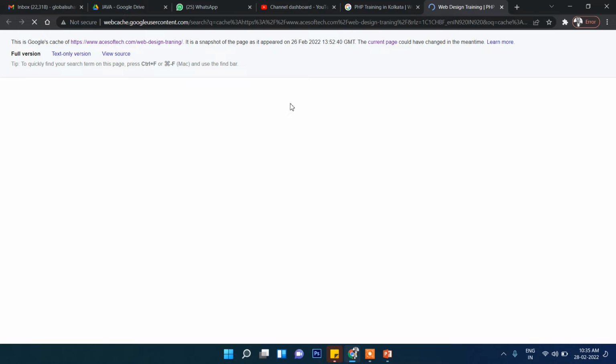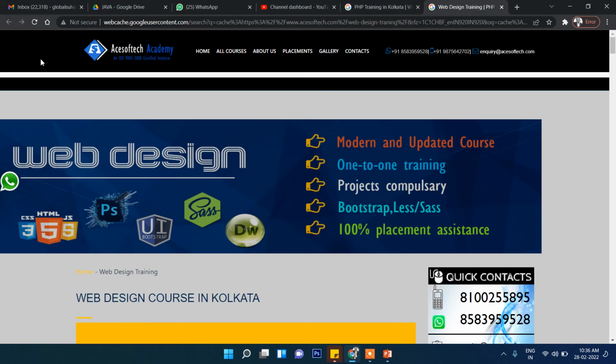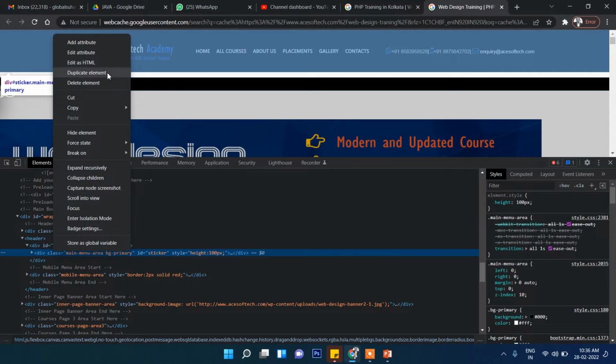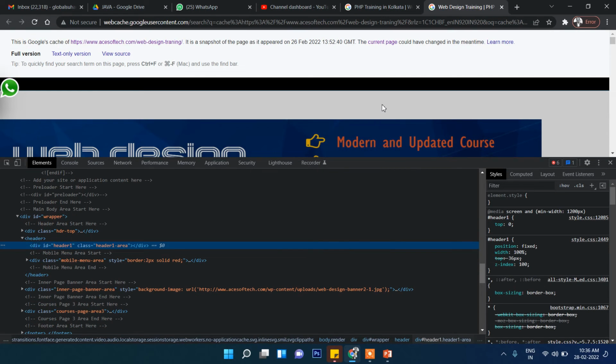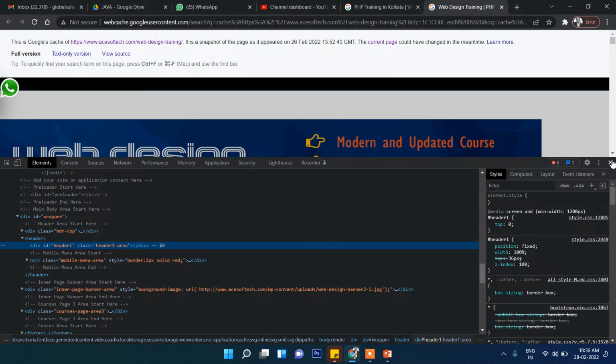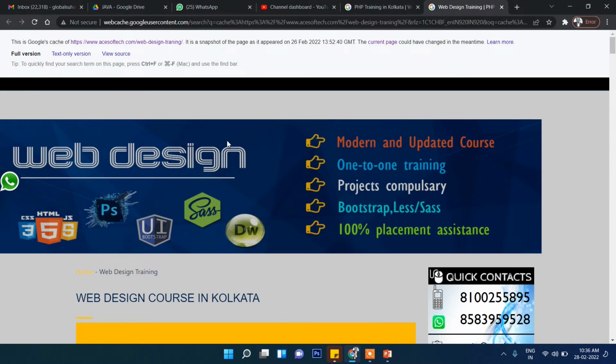So if I press here, actually it's hidden by the header. So let me disable this header. Yes, so you can see the time and date of my website design course page is totally different from the home page. So always remember that different pages in your own website are crawled at different times and dates.